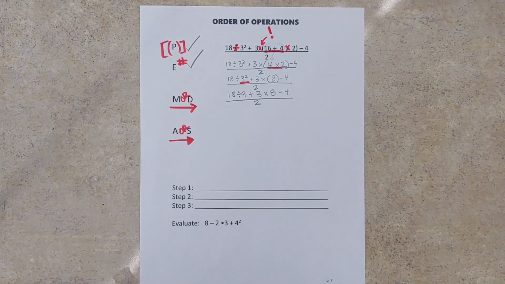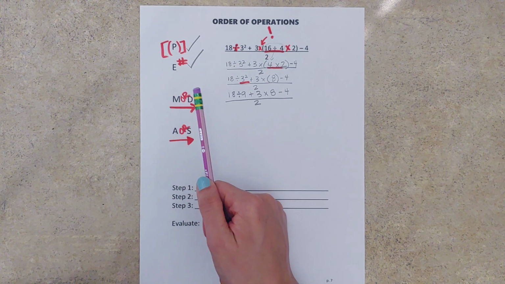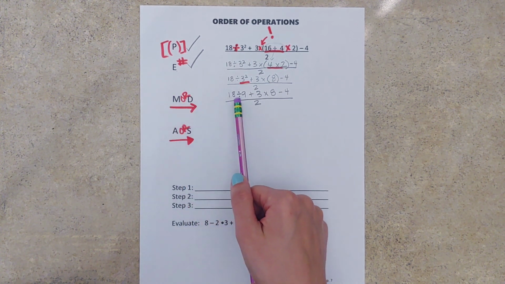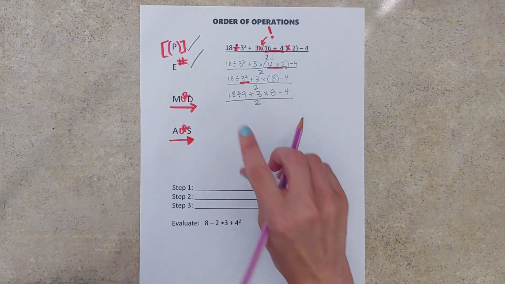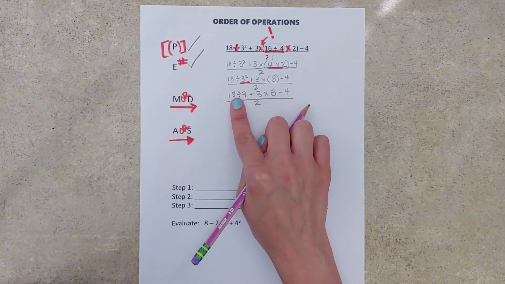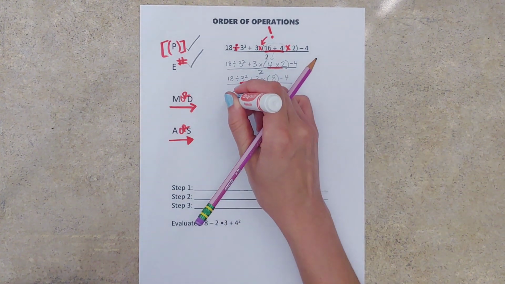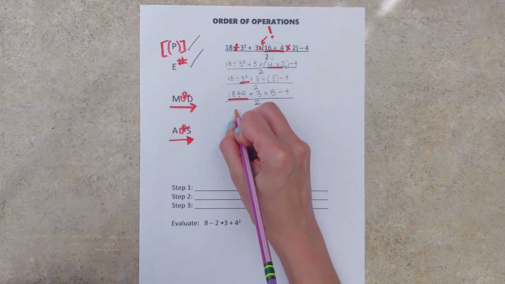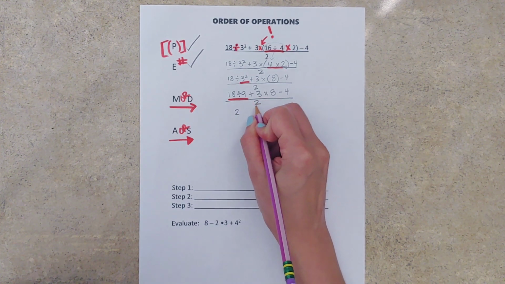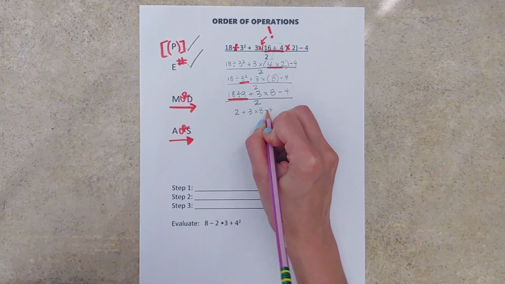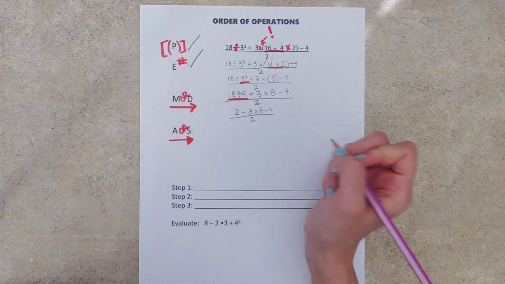All right, now here's the important one. We're down to multiplication or division, whichever comes first from left to right. So you'll notice that we have both. So with your finger, follow along. What do we come across first? Division. So we'll underline it and we'll solve it. 18 divided by 9 is 2. We rewrite everything else. Plus 3 times 8 minus 4 all over 2.